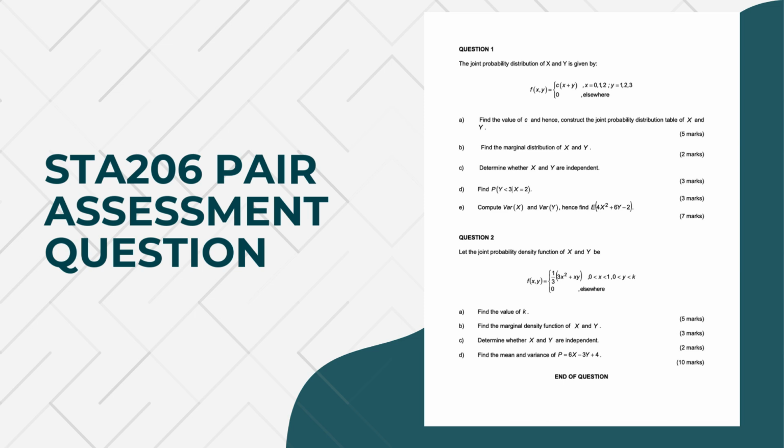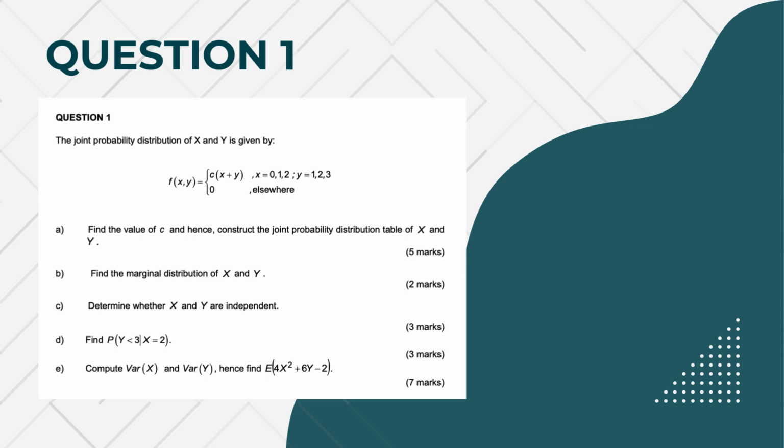Question 1 is about joint probability distribution, while question 2 is about joint probability density function. Next is question 1. Question 1 contains parts A to E, where you have to find the probability distribution of X and Y. This will be answered by Amir Iqbal, and I'm going to pass it to him.